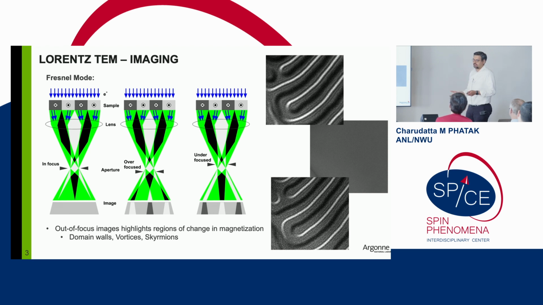These are regions where there is a change of magnetization, and that's what gets detected in Lorentz TEM. This could be related to domain walls, vortices, skyrmions, or all kinds of spin textures that are formed in these thin films. So we can not only get these representative images of what domain walls and spin textures are formed, but we can also go beyond.